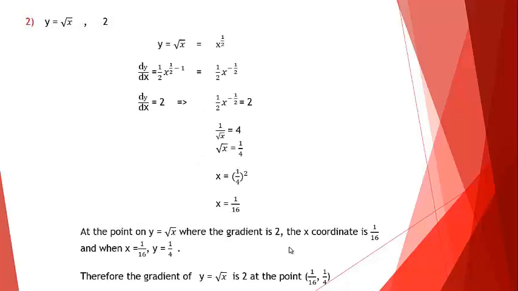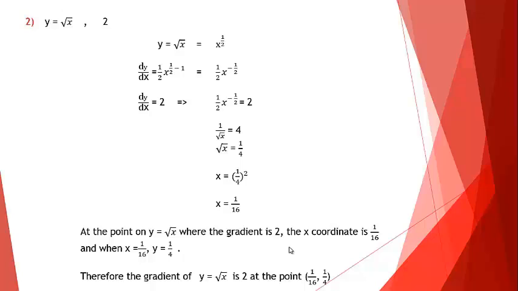Y equals root of x. So the gradient value is given as 2. So y equals root of x, and root of x can be written as x to the power 1/2. So dy by dx equals 1/2 times x to the power 1/2 take away 1, where we have done the multiplication of the power and taking away 1 from the power. So by simplifying the calculation in the power, we get 1/2 x to the power negative 1/2.